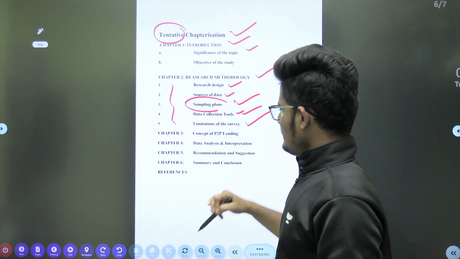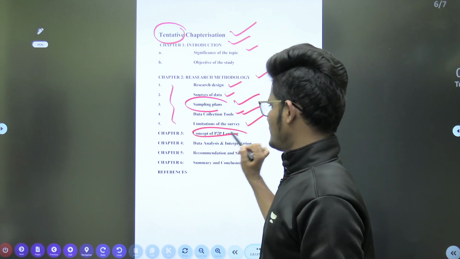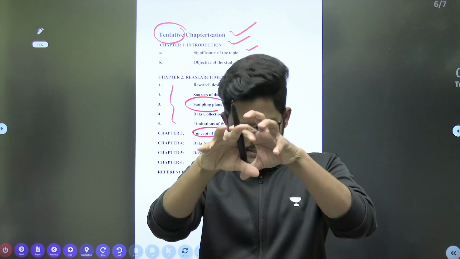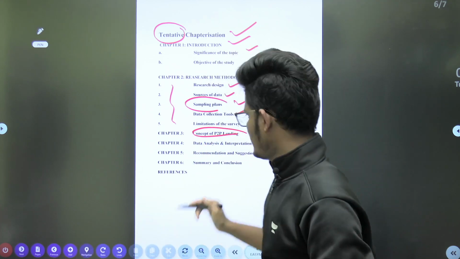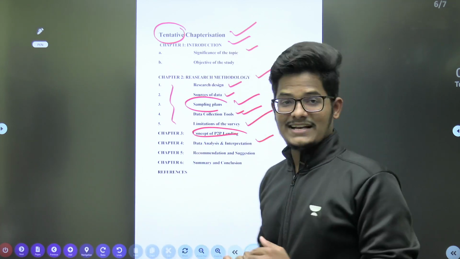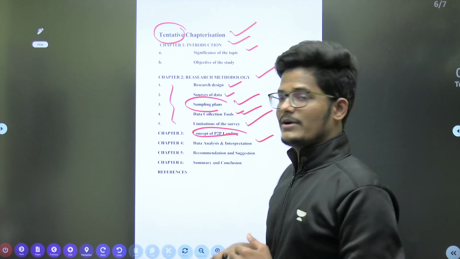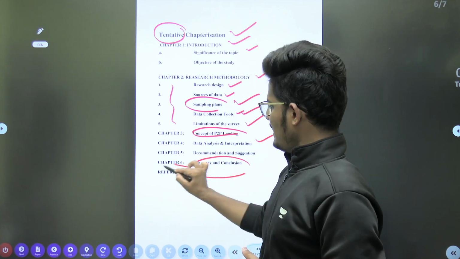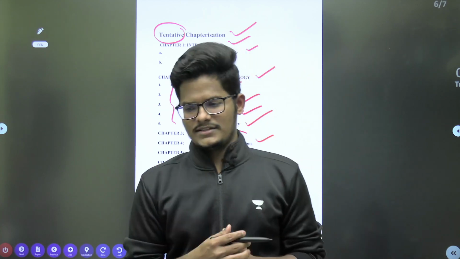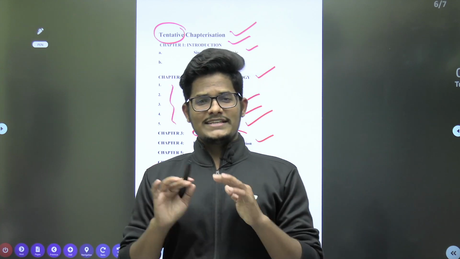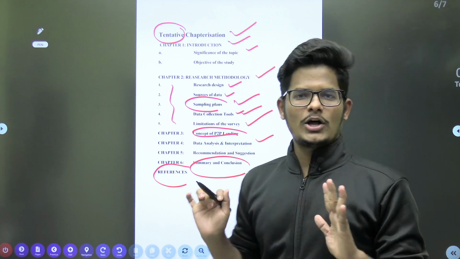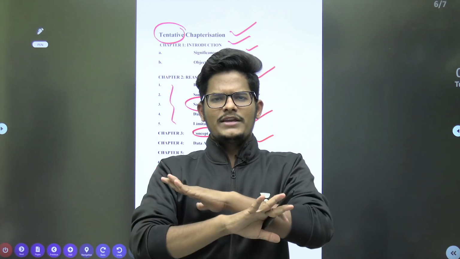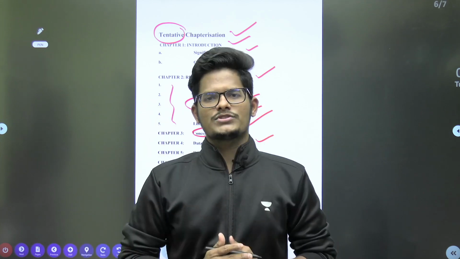And chapter number 3, the concept, like P2P lending is an example. The concept of the entire study, a brief explanation of the entire concept. Chapter number 4, data analysis and interpretation. Chapter number 5, recommendations, suggestions. And chapter number 6, summary and conclusion. Again, in the end, we'll be having references in the thesis. So these are the usual steps that we need to follow. Title page, index, and these steps will be sufficient enough to make your proposal.